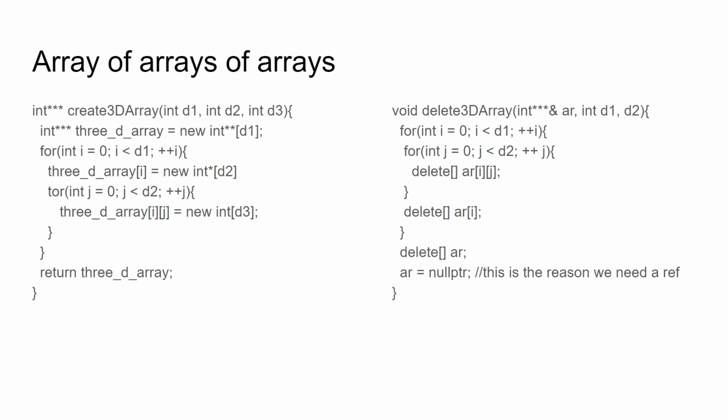Doing the deletions in the other order would be undefined because you would delete the space the pointers point to, and then you would try to dereference it to access it.